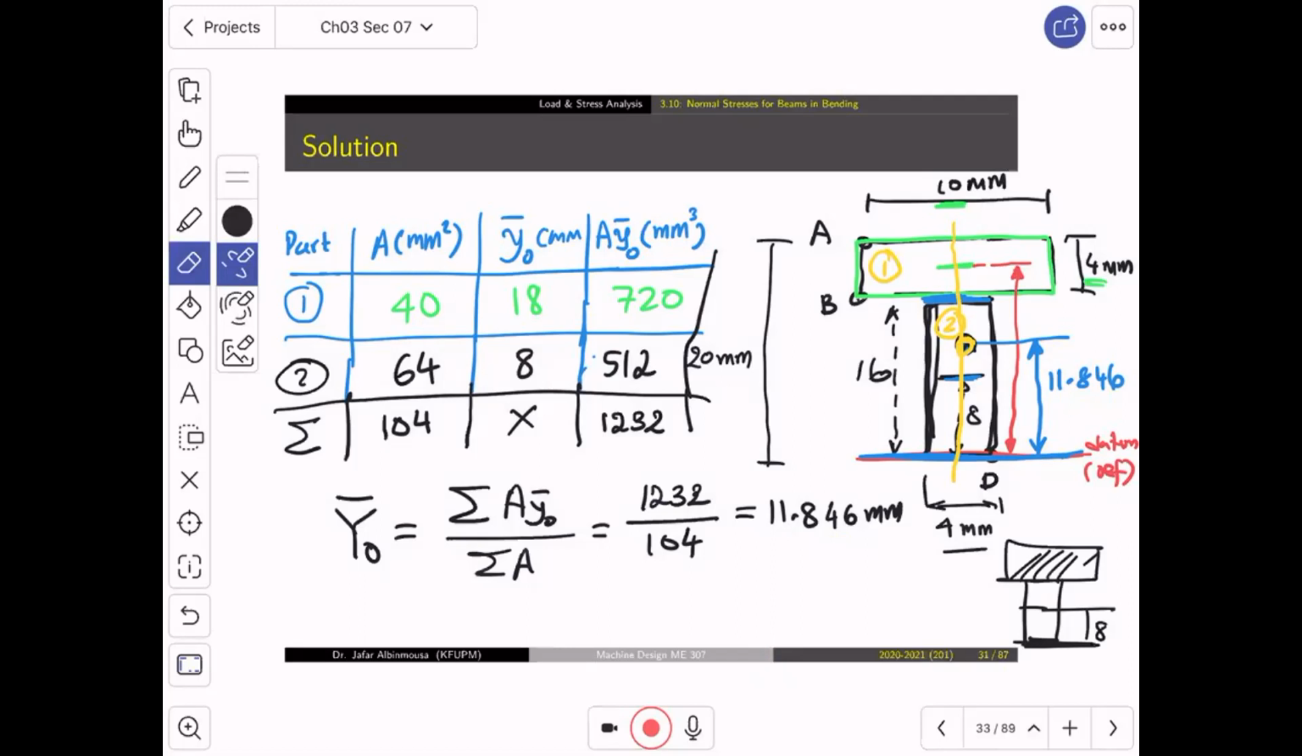Okay, now let's move on. Now, why is this important? Because in reality, that centroid is going to be the location of the neutral axis.